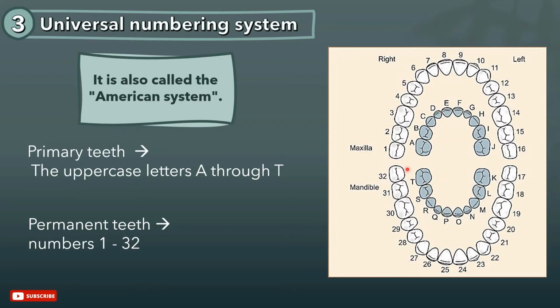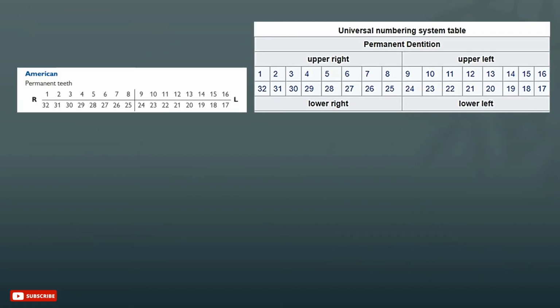For the permanent teeth, we use the numbers 1 to 32, again starting from the upper right third molar, continuing to the midline, then the left quadrant, then the lower left quadrant, and ending on the lower right third molar. As you can see here, the universal numbering system for the permanent dentition starts from the upper right third molar, giving it number 1, and then continues to the midline, and then the upper left, and continues to the lower left, then going to the lower right.